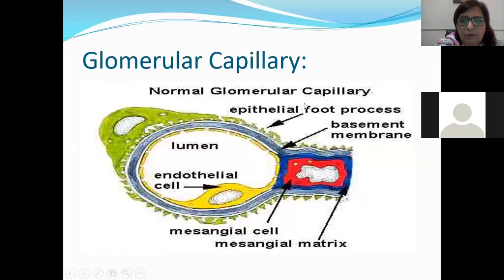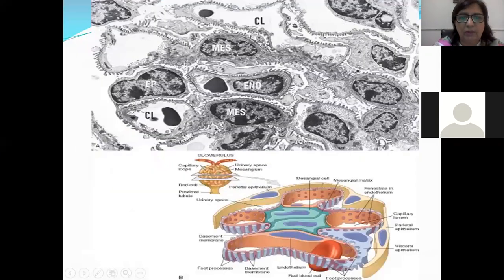In order to make you understand, this is the lumen, endothelial cells which are fenestrated, having gaps in between. These are epithelial cells with their foot processes or podocytes, and this is the basement membrane, which again is divided into lamina rara interna and externa, and lamina densa, which is present in the middle. Okay, and these are the mesangial cells. This is the histology of a normal glomerulus.